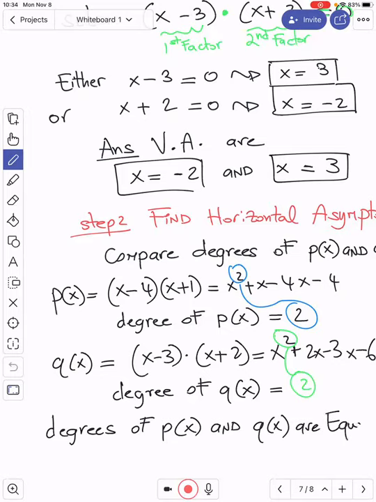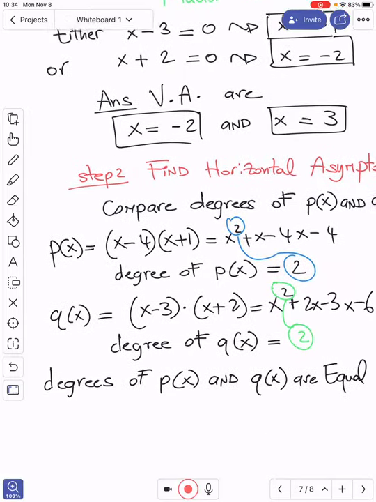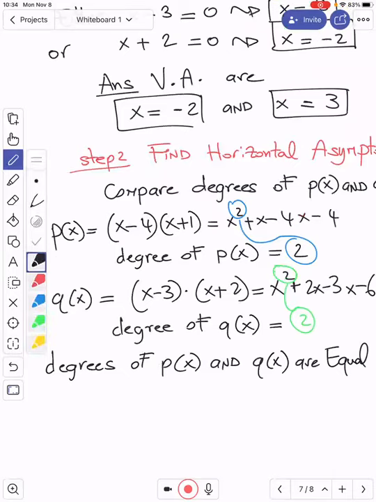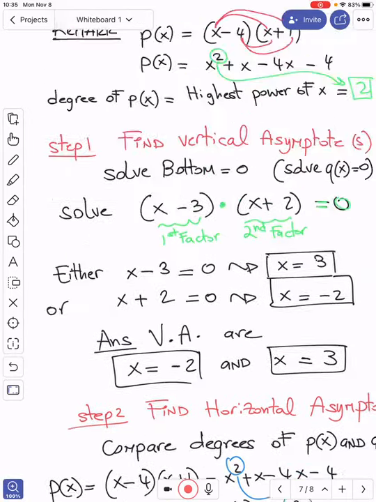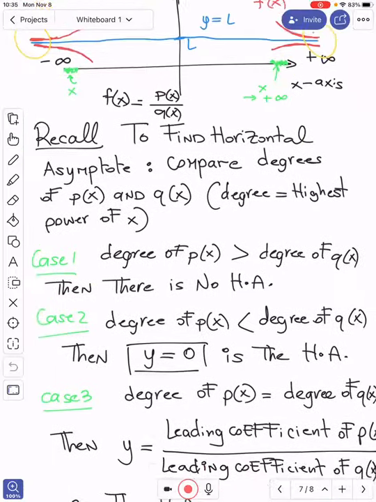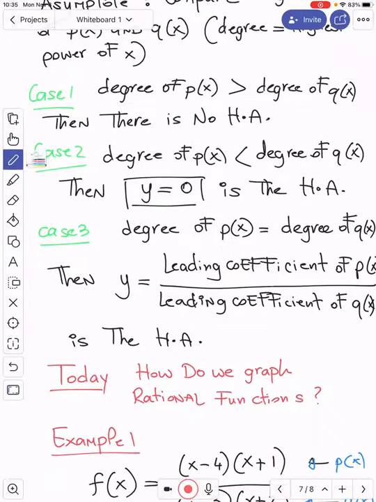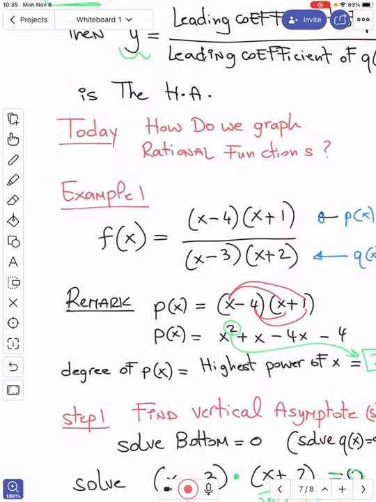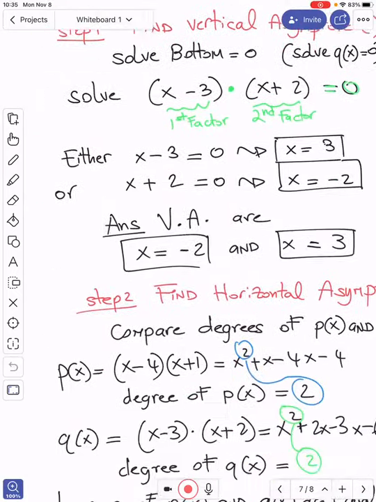Right, they are equal, and this is case number 3. Now if you check case number 3, let me go up a little bit. Right here, the degree of P is the same as the degree of Q. So the horizontal asymptote is going to be y equals the ratio of the leading coefficients. We need to take the leading coefficient of P over the leading coefficient of Q.